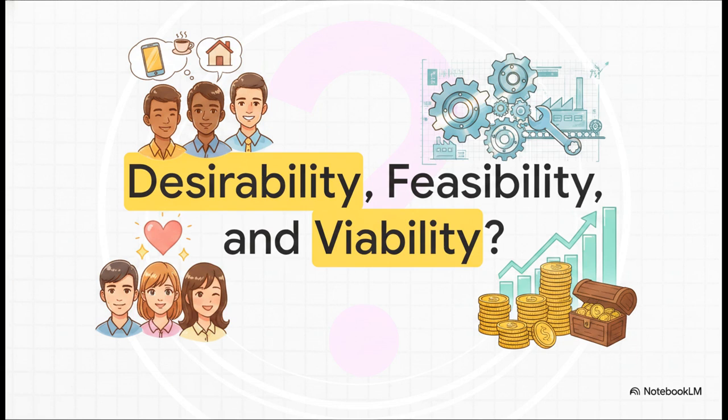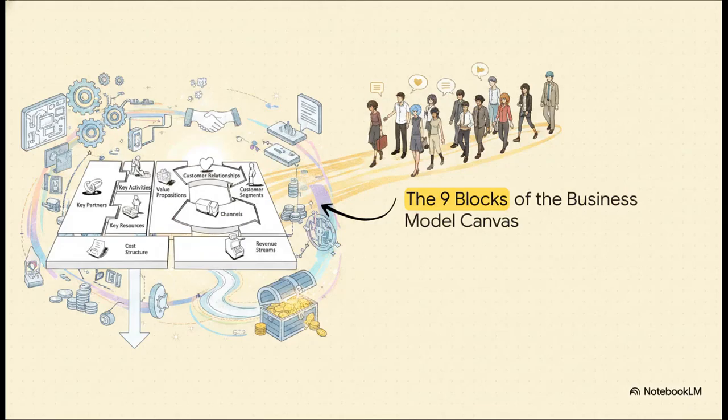Before we get bogged down in the mechanics of the canvas, you really just need to ask yourself 3 overarching questions. 1, desirability. Do customers actually want this thing? 2, feasibility. Can we realistically pull it off and deliver it? And 3, which is absolutely crucial for us accounting folks, viability. Does it actually make financial sense? Those 3 big questions break down into 9 building blocks.